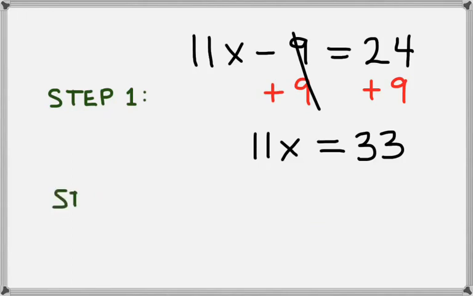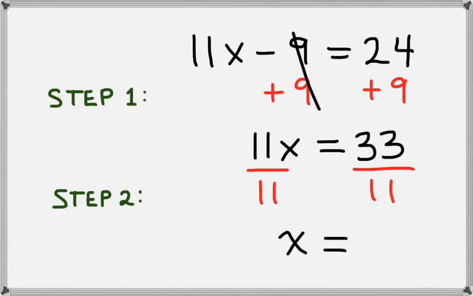Now we want to get x by itself, and so we'll divide by 11. Since we did that to the left-hand side, we need to do it to the right-hand side. So on the left, that leaves us with x, and on the right we have 33 divided by 11, which is 3.